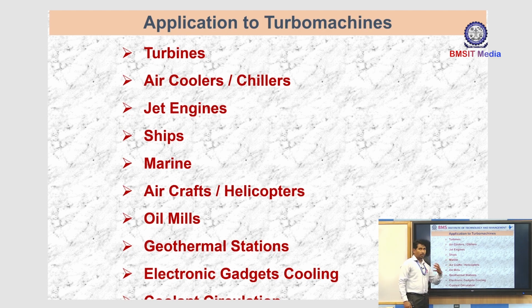In the ship, probably you can see at the bottom of the ship there will be a propeller. The propeller is rotating and the interacting medium is water. So as the definition says, a turbo machine must have a rotating element as well as an interacting medium, a fluid. Again in the ship, the interacting medium is water, and the rotating element is the propeller. Marine, aircraft, oil mills, these are a few applications of turbo machines. Along with this, you can see many more applications.